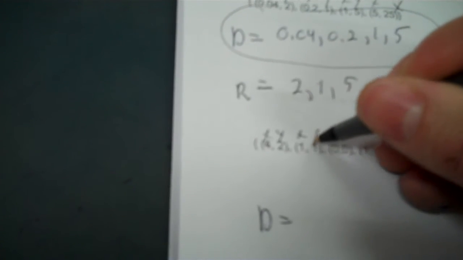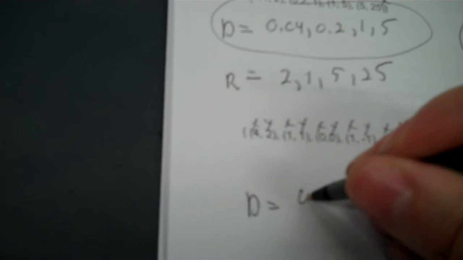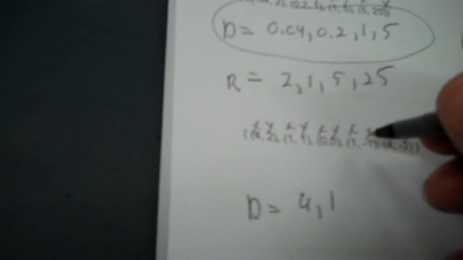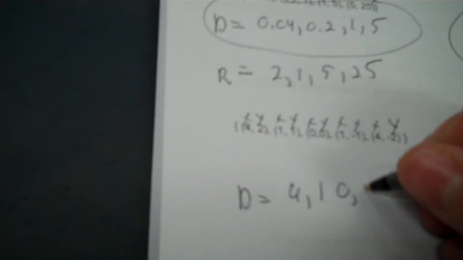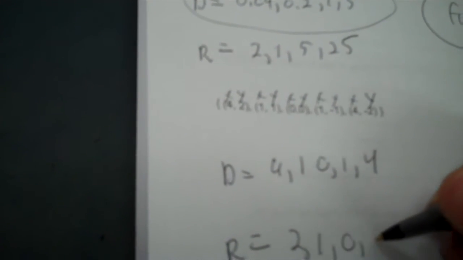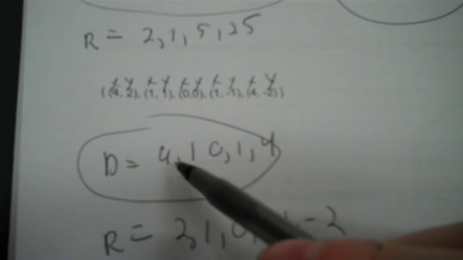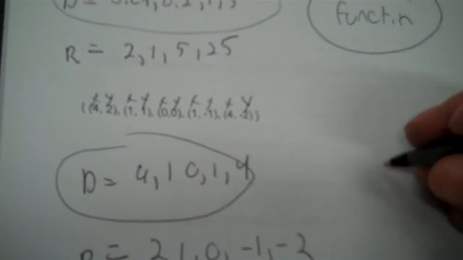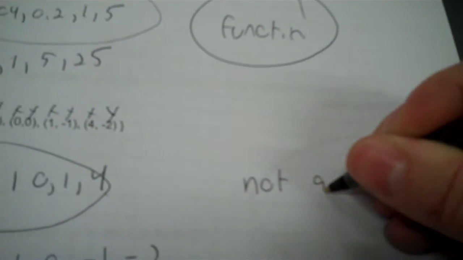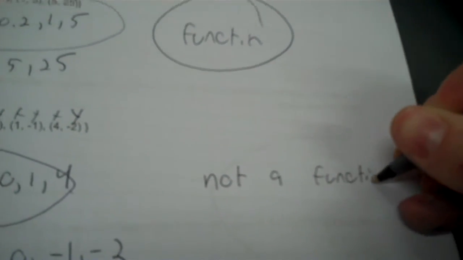Domain and range, okay? xy, xy, xy, xy, xy. So you got 4, 1, 0, 1, 4. Then the range goes 2, 1, 0, negative 1, negative 2. Now look at your domain. Do I have any repeats? Yes, I do. I have 2 of them. I got 4 twice and 1 twice, so then it's not a function. That's how that works.